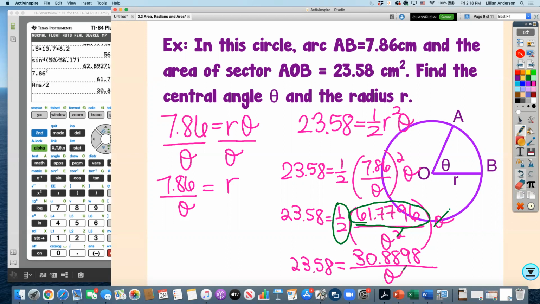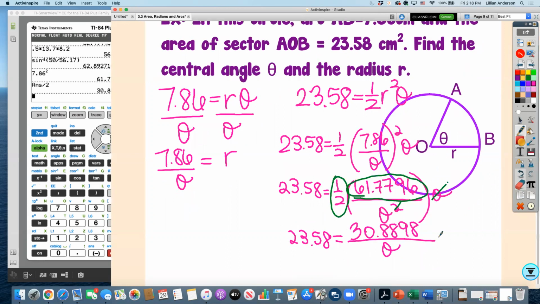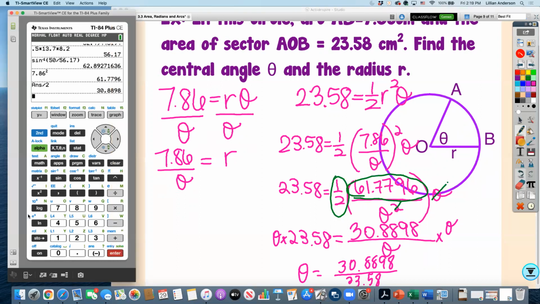How do I find theta? Multiply theta by both sides and then divide by 23.58. So I'm going to multiply this side by theta, this side by theta, and then I'm going to divide. So this turns into 30.8898 divided by 23.58. I'm going to take this number divided by 23.58, and boom, theta is 1.31 radians.